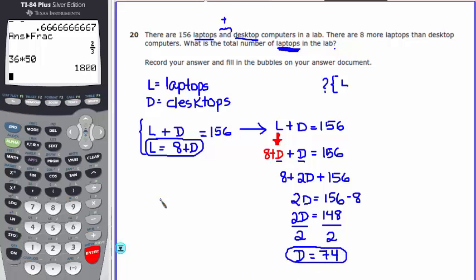Okay, now remember that my question is to find the letter L. We did not find letter L, we found letter D. That's where a lot of students miss, is that sometimes they find an answer and they think, oh, that's my answer, but make sure you double check with the question. The question is asking for laptops. We found the number of desktops.